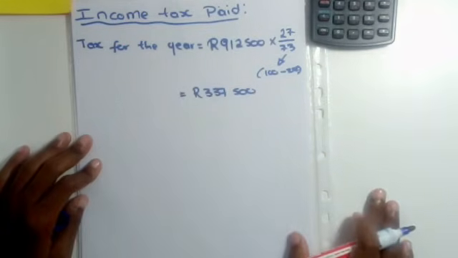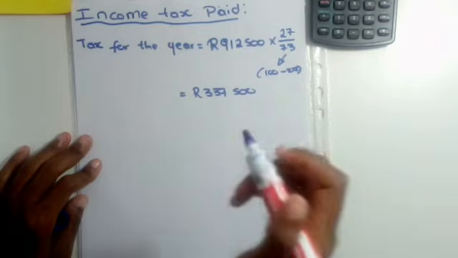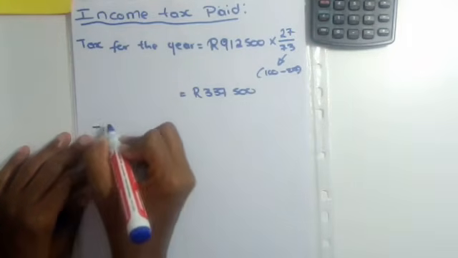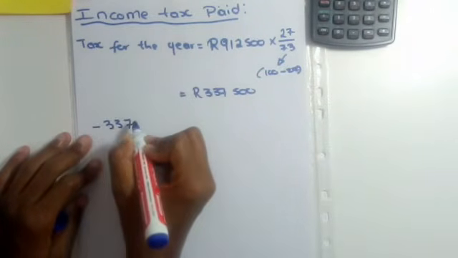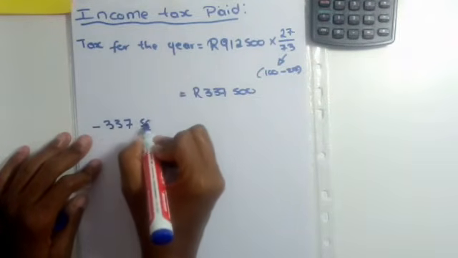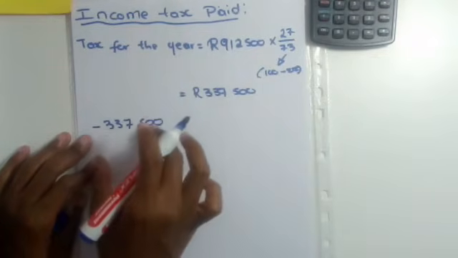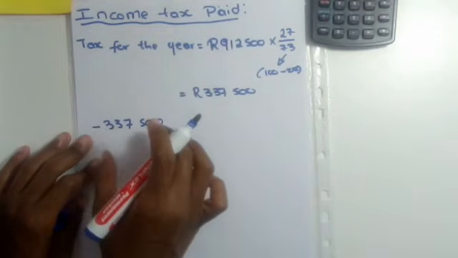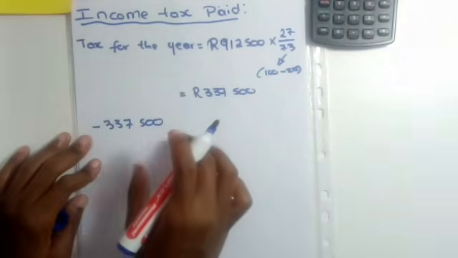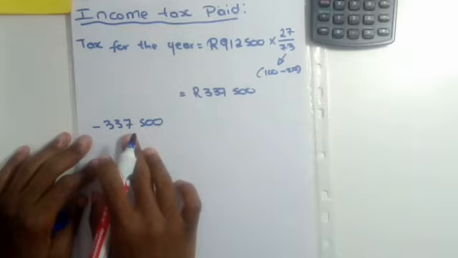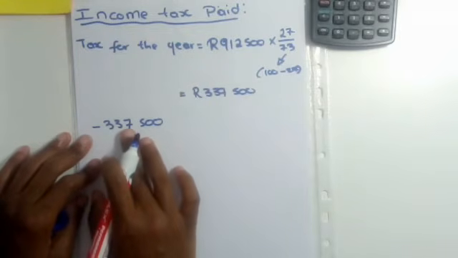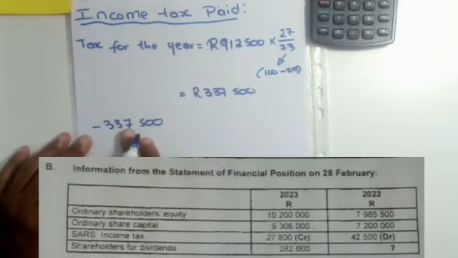So for me to determine what I have actually paid, I'm going to start with this amount. I'm going to say this is minus 337,500. Why minus? Minus shows that this is an outflow. This is an amount that I'm supposed to take to SARS. Obviously, I'm going to add back whatever I didn't take. So that means I'm going to look in information B for my SARS income tax to see whether I paid them or did not pay them.